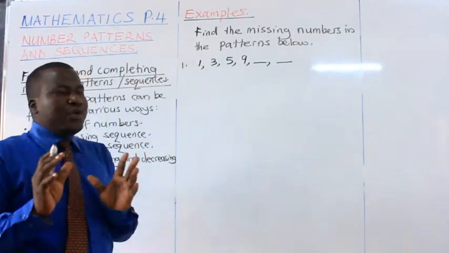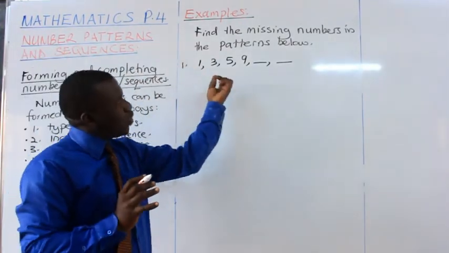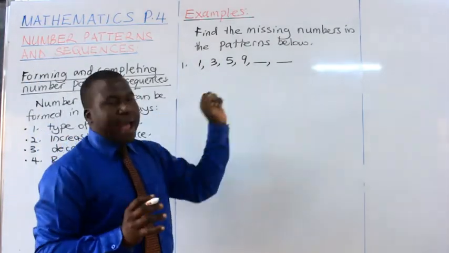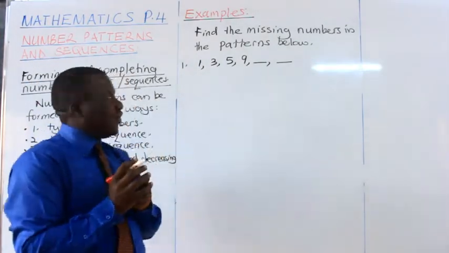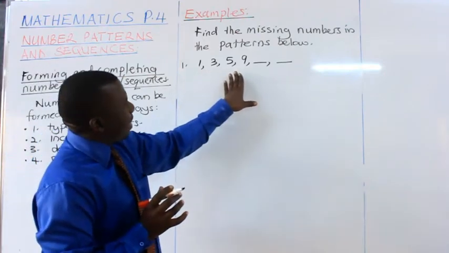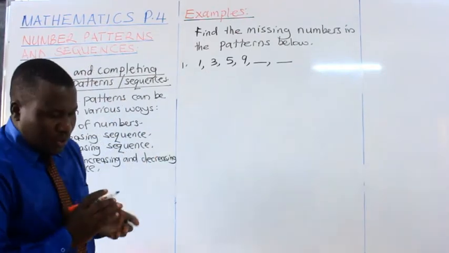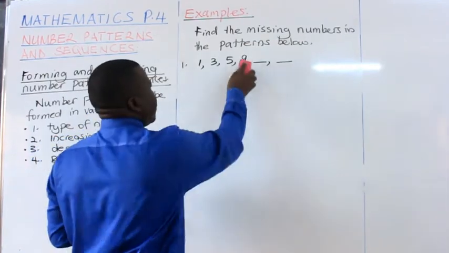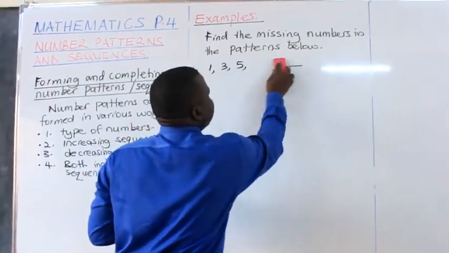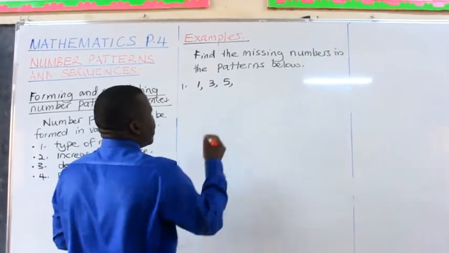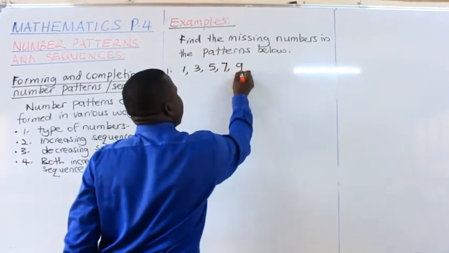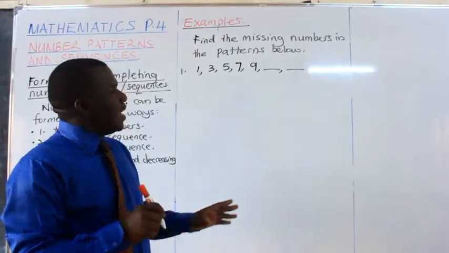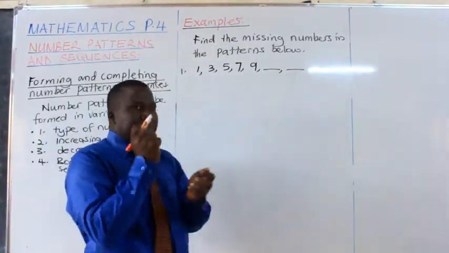So you are going to be faced with a situation like this number here. They are telling you to find the missing numbers. There are 2 numbers that you're supposed to fill in. But when you look at the numbers, there is a number missing here, 7 is missing. So we have 5, 7, 9, and so on. Okay? Now there are 2 numbers that are missing.